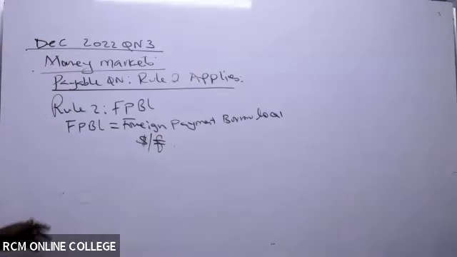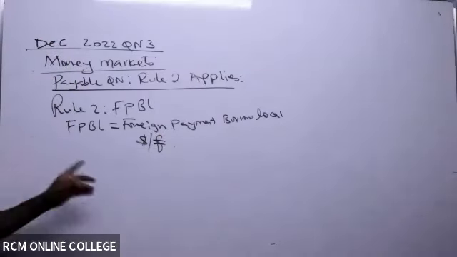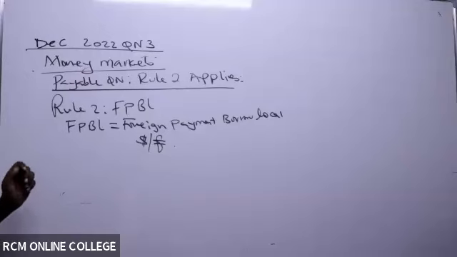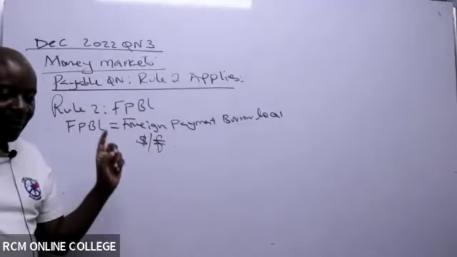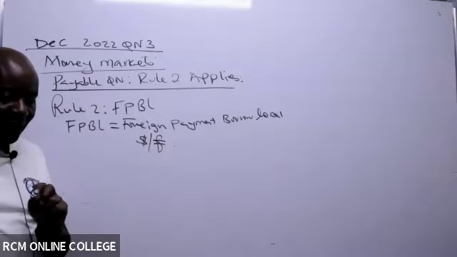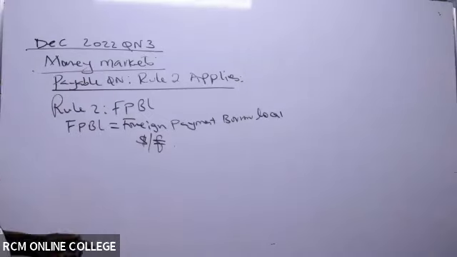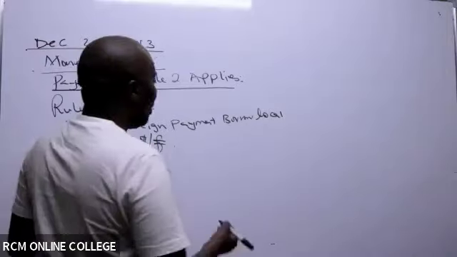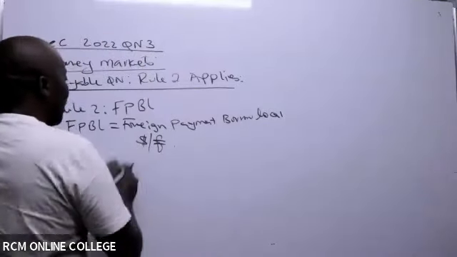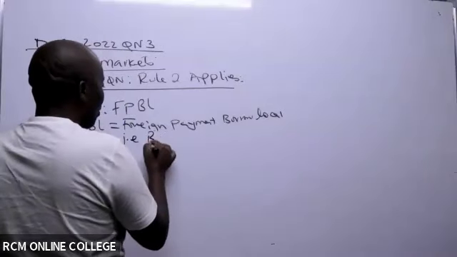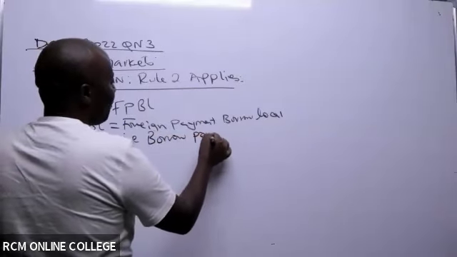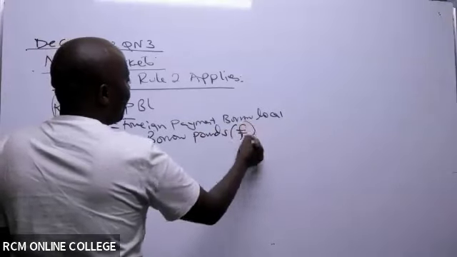So in this case here, you will advise Rema to borrow in which currency? Will you advise Rema to borrow the dollar or to borrow the pound? Remember, Rema is based in the UK. So these are foreign payment, borrow local. In short, you are saying that Rema will borrow pounds, i.e. borrow the local currency.